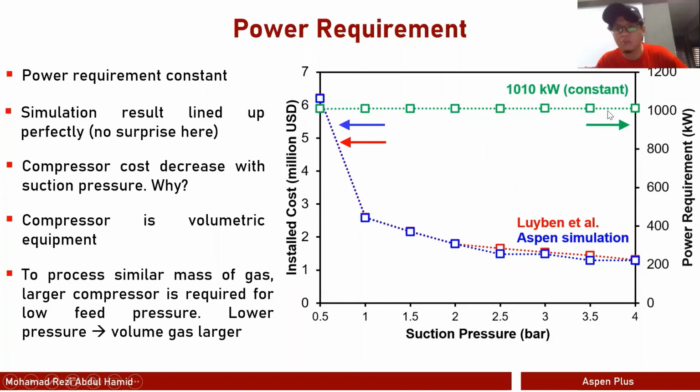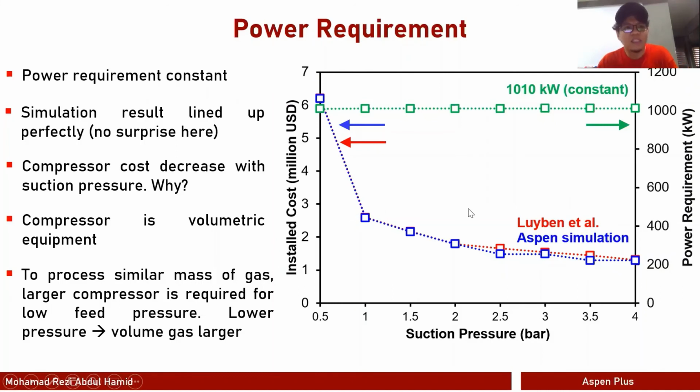That's number one. Number two, if you see here, the blue curve is the Aspen Plus simulation result by me, and the red curve is the data from Lubin et al., which is the author, also generated using Aspen Plus. And basically, what I get and what he gets are more or less the same. So his answer and my answer check out as well. And for your information, this blue curve and red curve are on the primary axis, which is on your left side.